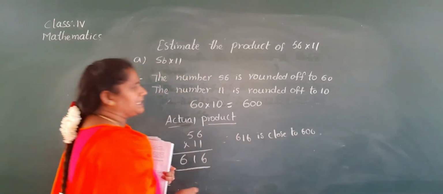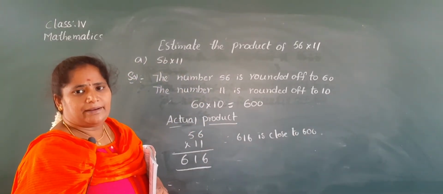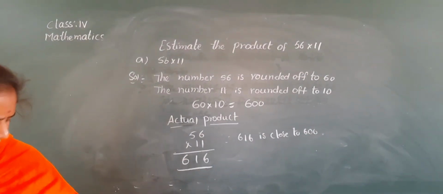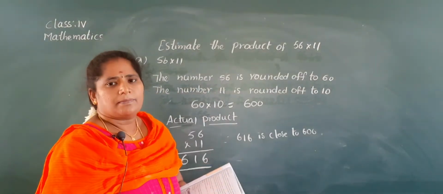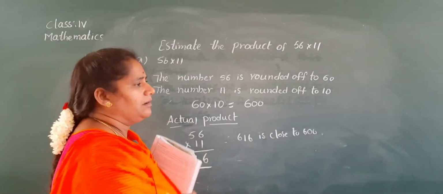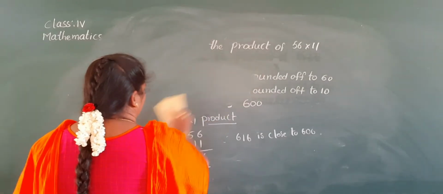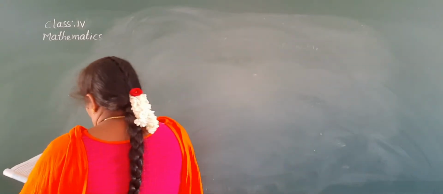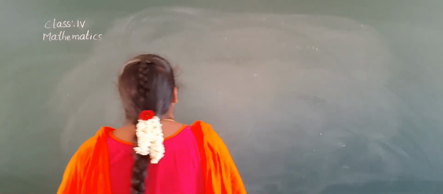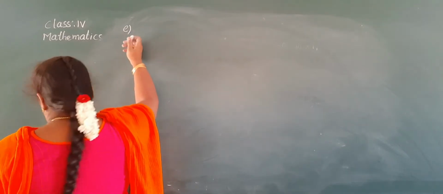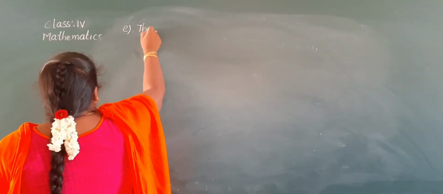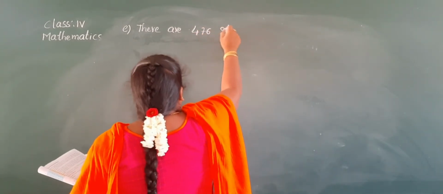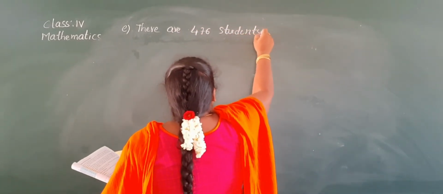So this is all we discussed in the previous class. Isn't it? Okay. In today's class, I am going to explain E problem. Come on all of you open your classwork and write E problem, page number 53 in your textbook. Yes, write down: there are 476 students. Write along with me.